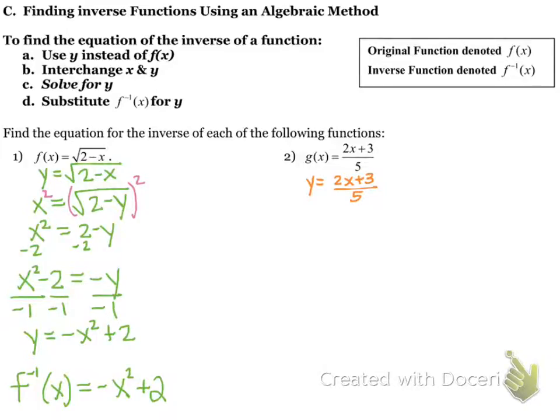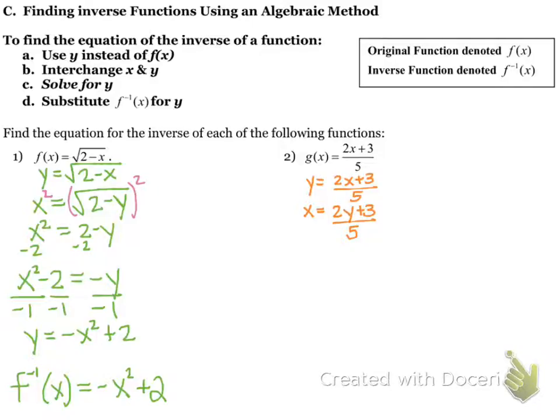And then y becomes f of x. Oh, I'm sorry, no, that's wrong. We're going to do that at the end. So our next step then is to switch the places of x and y. So we have x equals (2y plus 3) divided by 5.